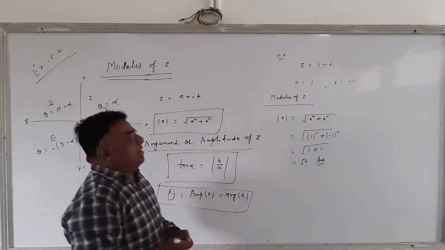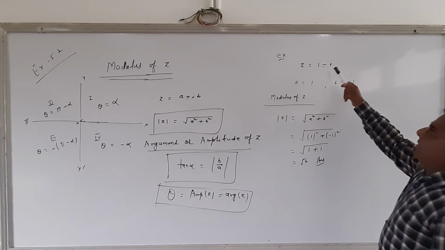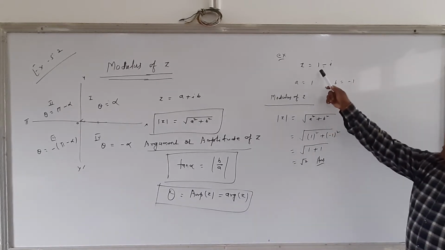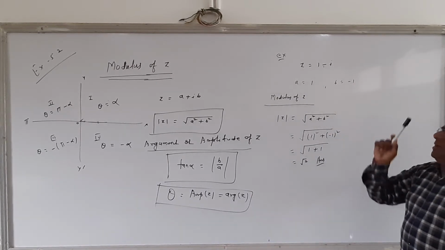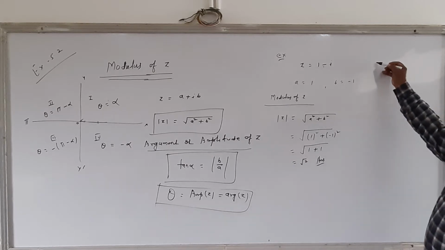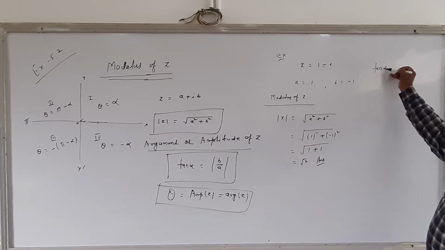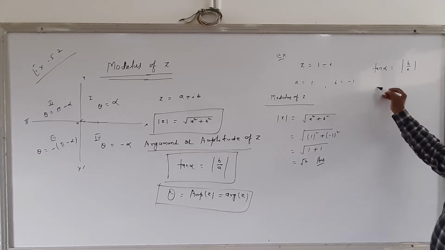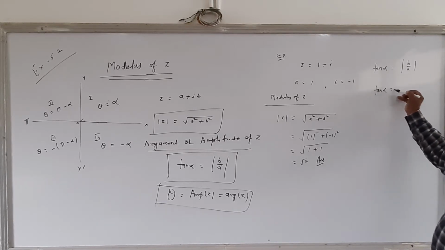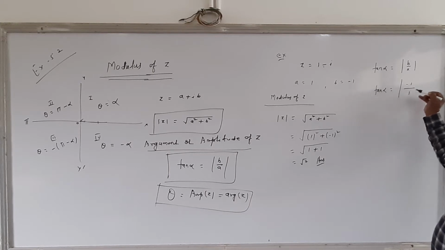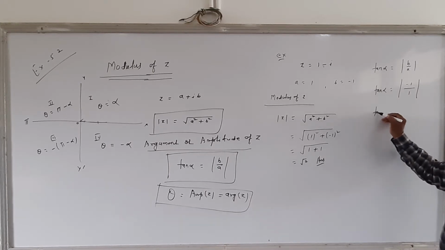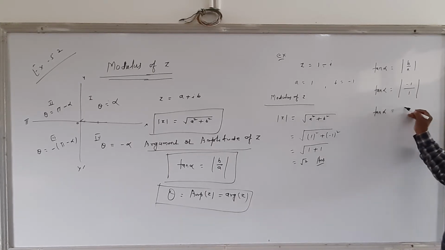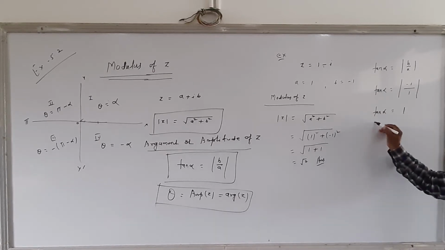Now look here, this is the example. Let the complex number be 1 minus iota. Then the real part a is 1, the imaginary part b is minus 1. And first thing, if you want to find the amplitude, now find tan alpha. Tan alpha equals mod of b upon a, right? Then tan alpha equals b is minus 1, a is 1. Then mod is always a positive value, right? So tan alpha equals 1.